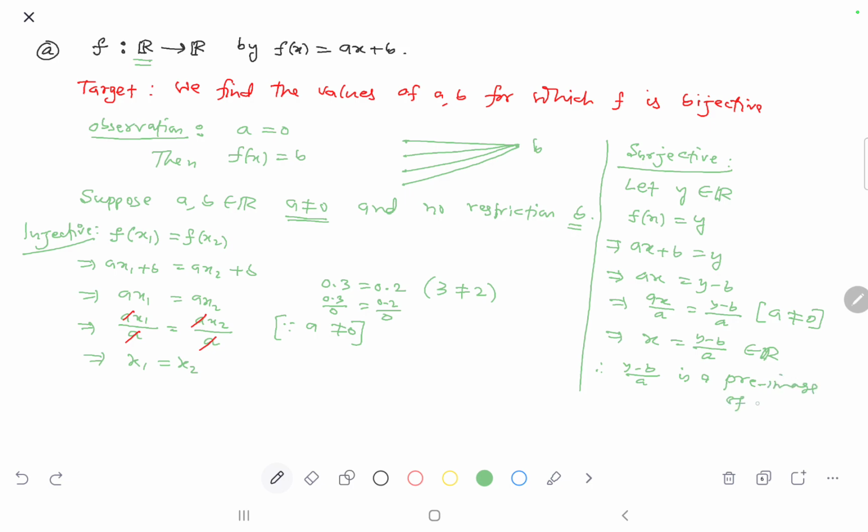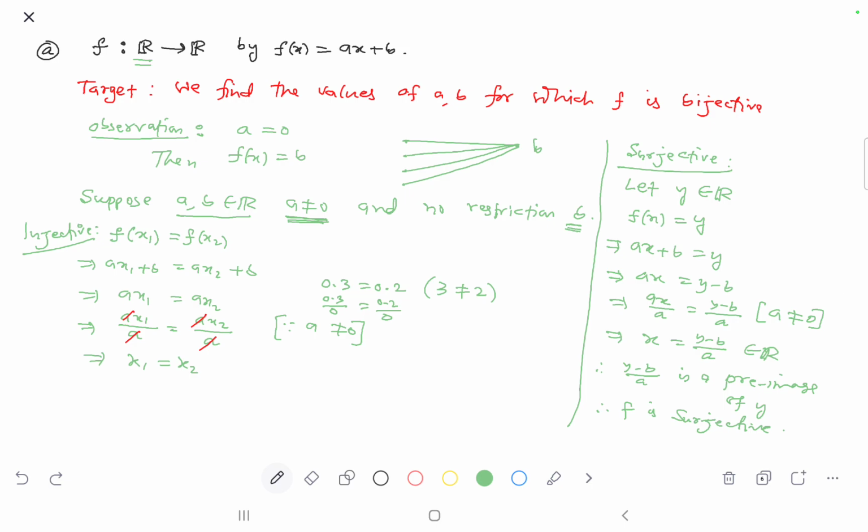Free image of y. So f is surjective. Is it okay? So it is both injective and surjective. So if a is not equal to 0 and b is any real number, then the map is surjective. Okay? Now we also do the necessary condition. So if this condition is sufficient, if you take this condition, the map becomes a bijective map.